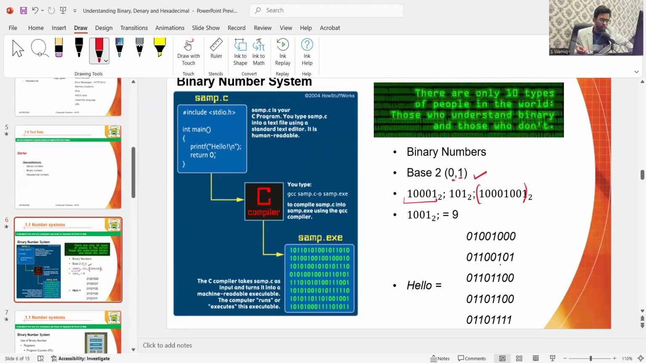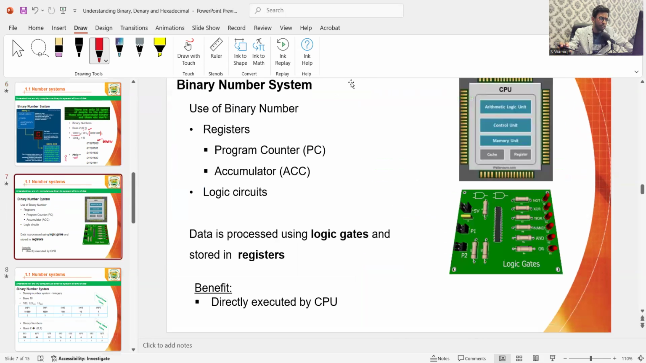For example, if you are writing hello, so hello is hello for you, but for a computer system, what is it? It is some code of binary, like 0 1, it could be any code. So this is known as a binary numbering system.